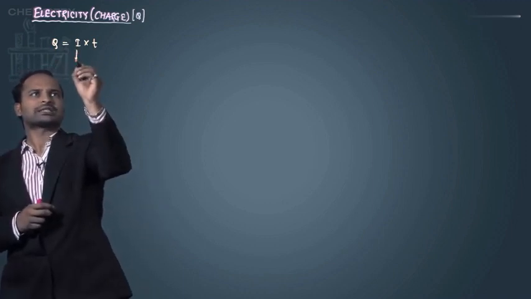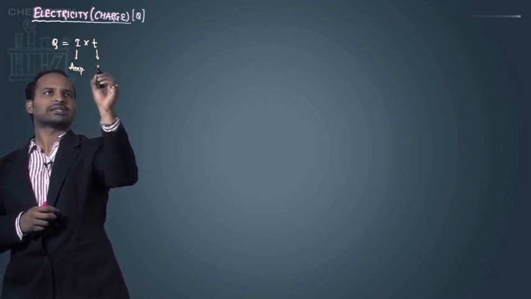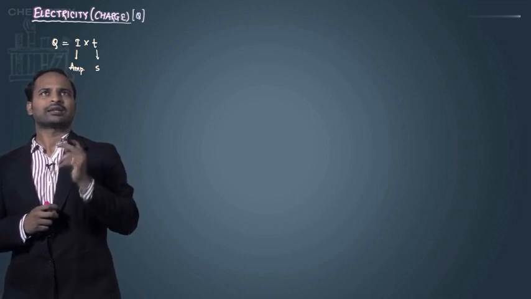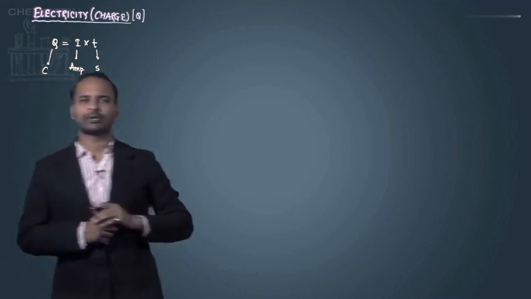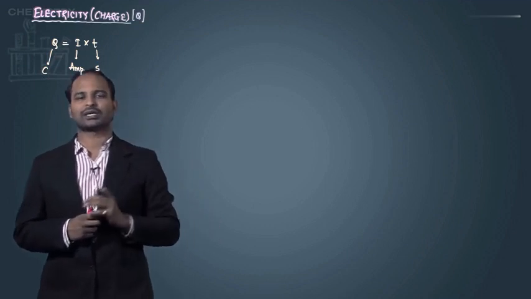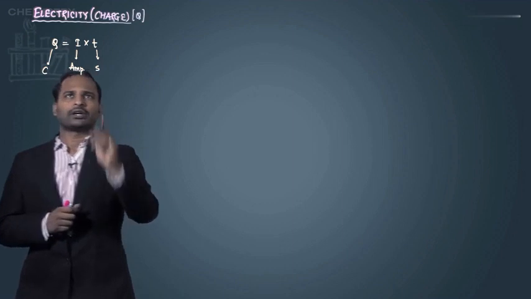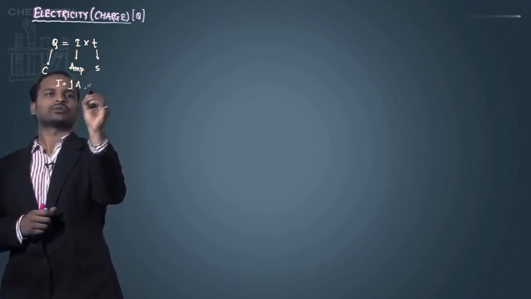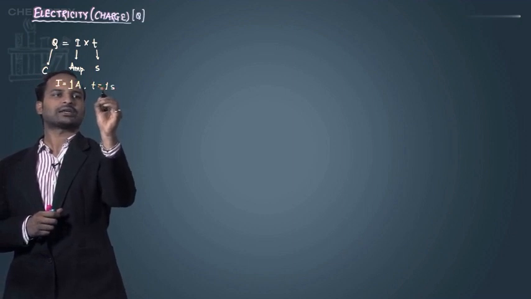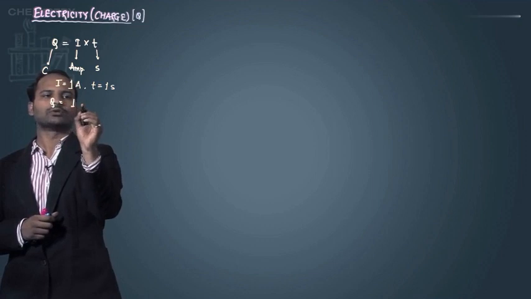If I is considered in ampere and time is considered in seconds, then Q is considered in coulomb. I can say capital C becomes the unit for Q, that is the charge, and it is called coulomb. Now if I is equal to 1 ampere and time is equal to 1 second, then on substituting the values, 1 into 1 will give you 1. That means Q will be equal to 1 coulomb.